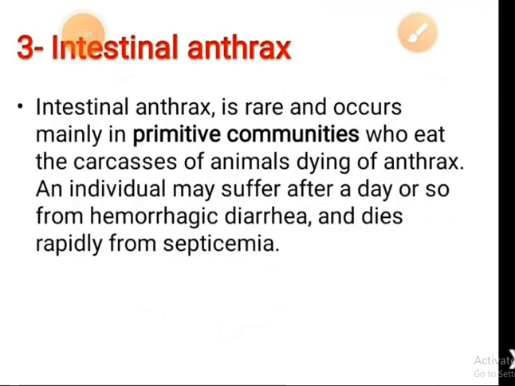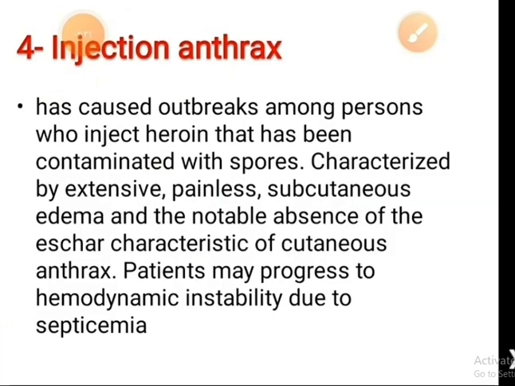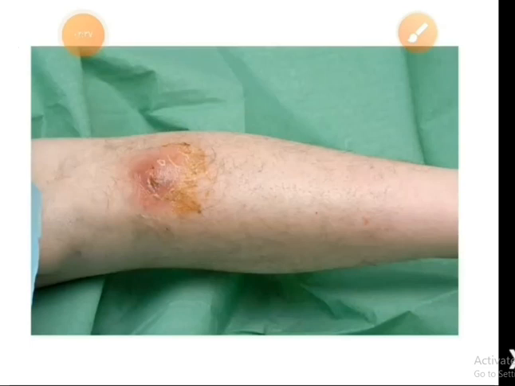The third disease entity is intestinal anthrax. Intestinal anthrax is rare and occurs mainly in primitive communities who eat the carcasses of animals dying of anthrax. An individual may suffer after a day or so from hemorrhagic diarrhea and die rapidly from septicemia. There is either an oropharyngeal lesion or an abdominal lesion, which will cause severe infection and toxemia and may cause septicemia and death. The fourth form of the disease is injection anthrax.